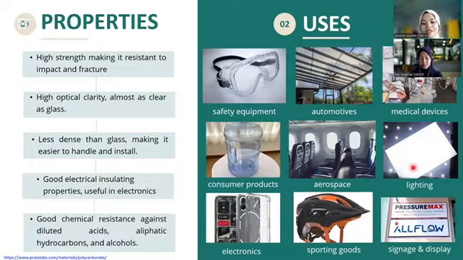And for lighting, LED light diffusers also use polycarbonate because of its ability to transmit and diffuse light effectively. A smartphone cover and other electronic device components also use polycarbonate, and then helmets due to its impact resistance. Lastly, PC is used for outdoor signage and advertising materials due to its durability and UV resistance.